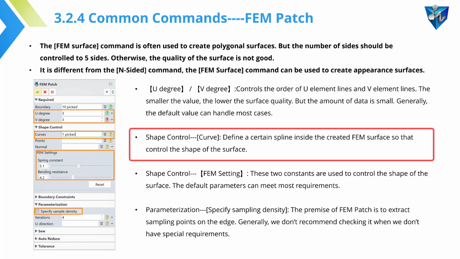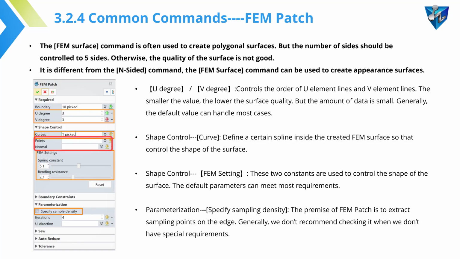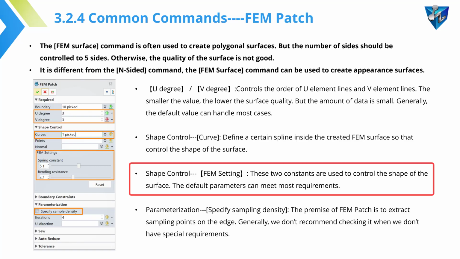The curves under the shape control mean we can define a certain spline inside the created fem surface so that we control the shape of the surface. The usage of the points and normal are the most similar to the curves. The fem setting is used to control the shape of the surface. The default parameters can meet most requirements.